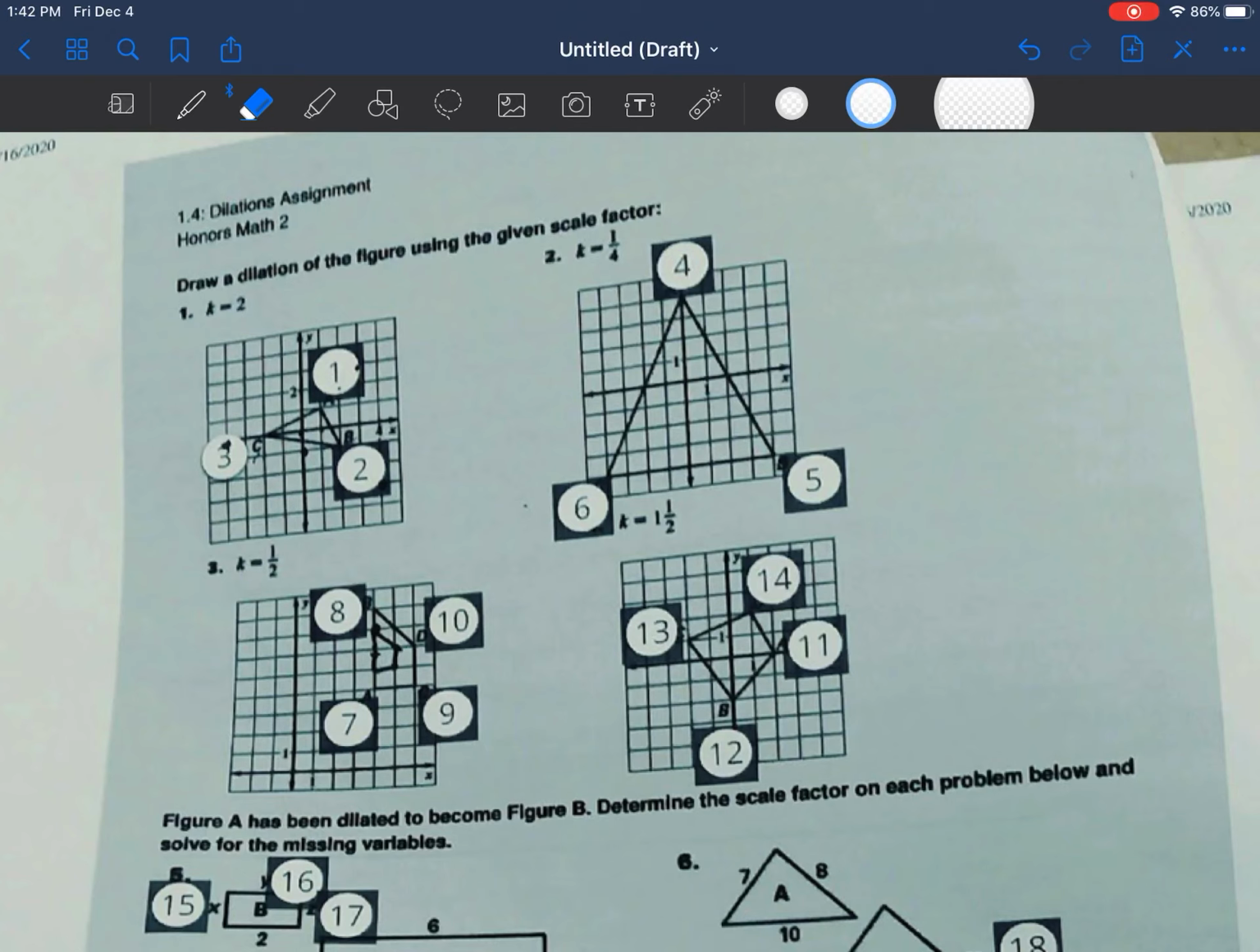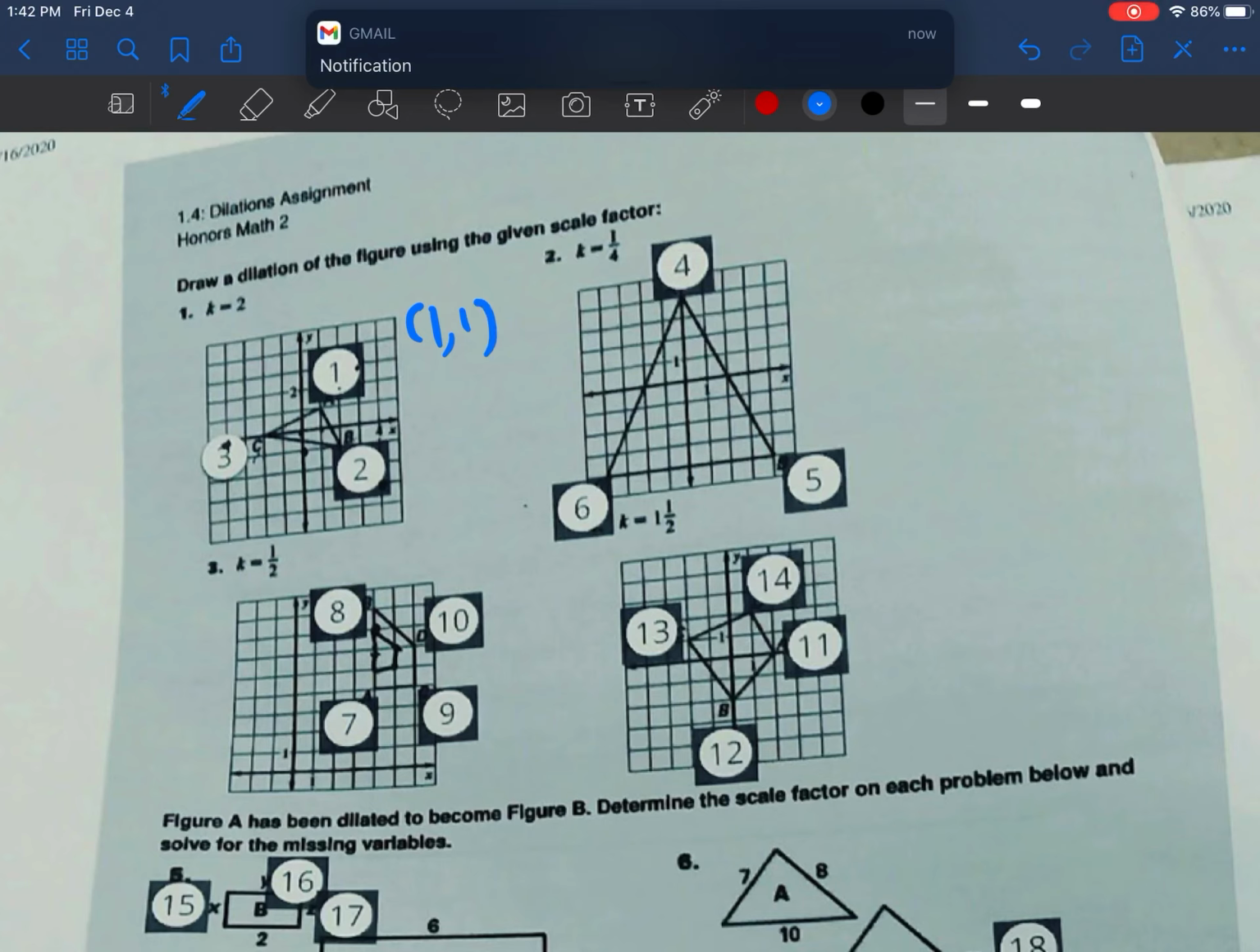So, number one, it says draw a dilation of the figure using the given scale factor. And we're going to look at this point right here. That point right there, I'm going to pull off the coordinates of that point. It's 1, 1. So the coordinates of that point right there are 1, 1.